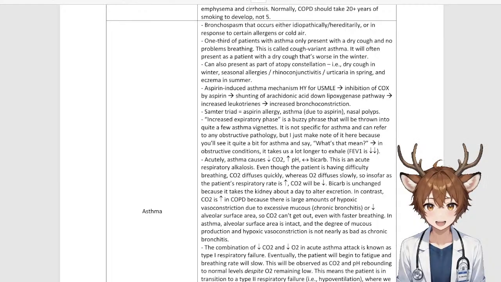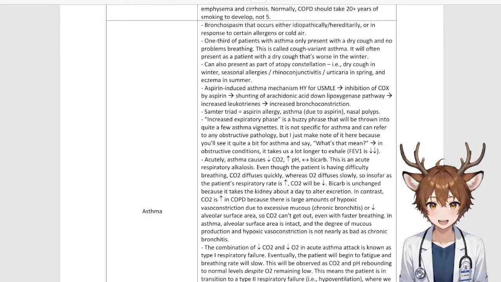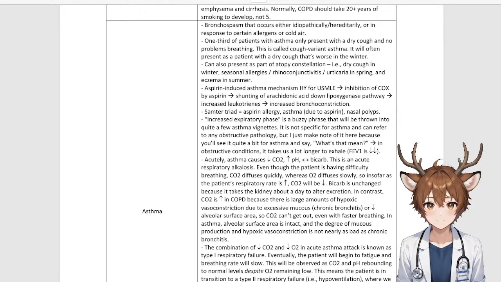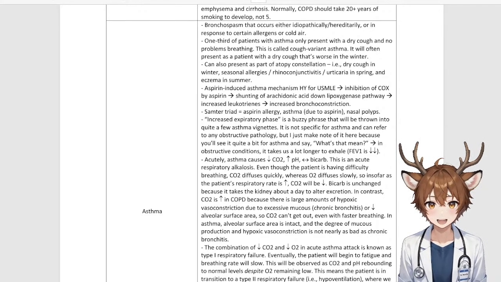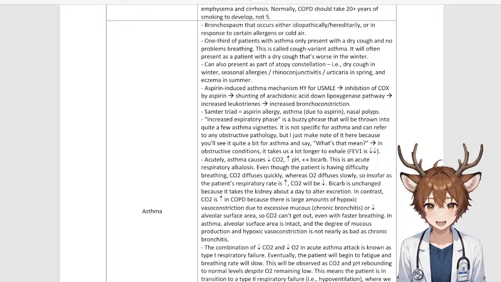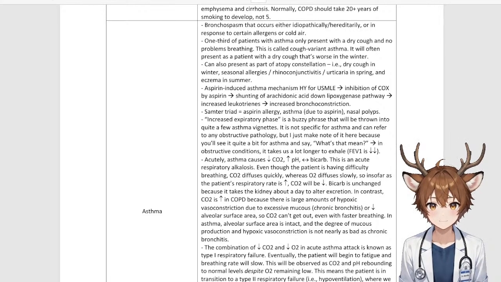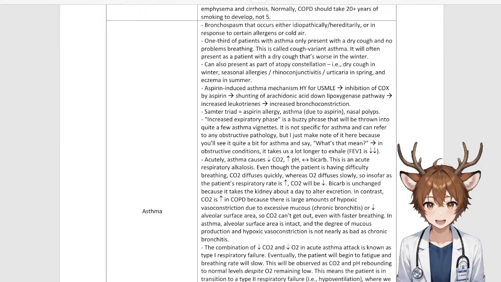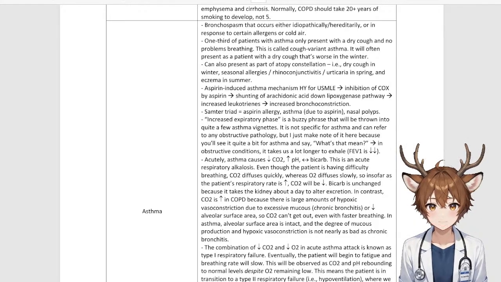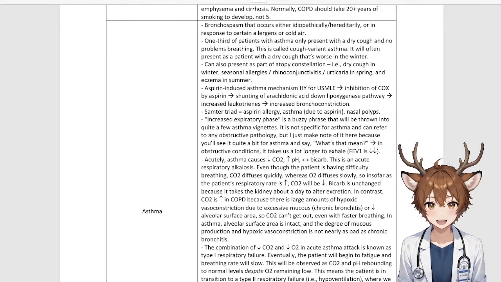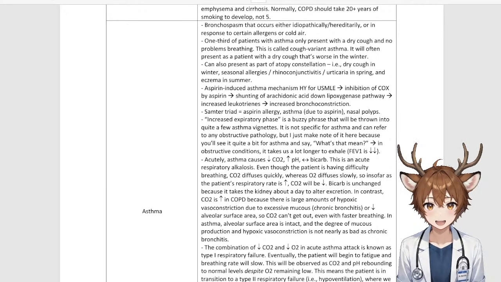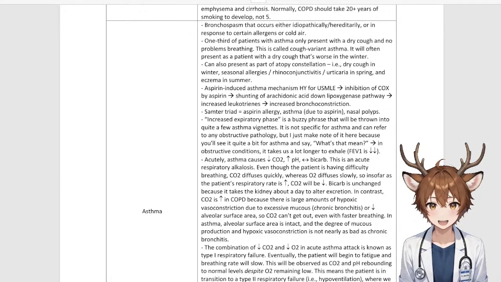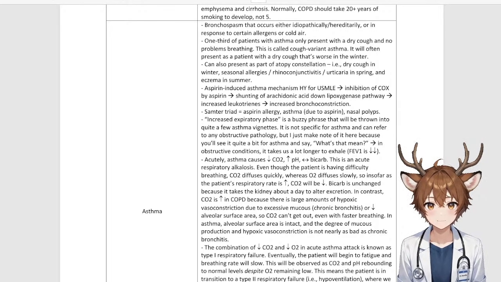Aspirin-induced asthma mechanism is high yield for USMLE: inhibition of COX by aspirin, shunting of the arachidonic acid down the lipoxygenase pathway, leading to an increase in leukotrienes, leading to increased bronchoconstriction. Samter triad equals aspirin allergy, asthma due to aspirin, and nasal polyps. Increased expiratory phase is a buzzy phrase that will be thrown into quite a few asthma vignettes. It is not specific for asthma and can refer to any obstructive pathology, but I make a note of it here because you will see it quite a bit for asthma and wonder what it means.